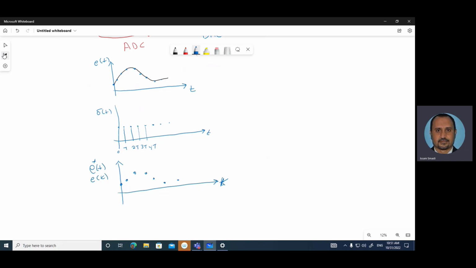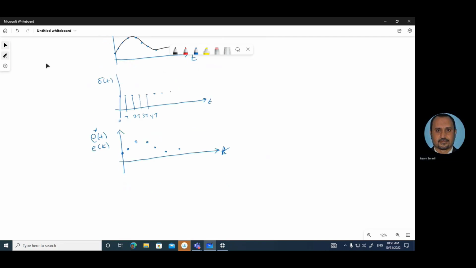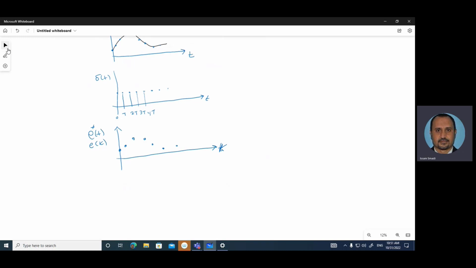So now comes the hold circuit. Now simply, what information am I having? The only information I'm having is the value at T, at 2T, at 3T, at 4T. In between, do I have any information? No. So simply this means that at KT, I'm having the value, which means that E of KT is given, correct? Between any tau greater than zero and less than T, I don't have any value.